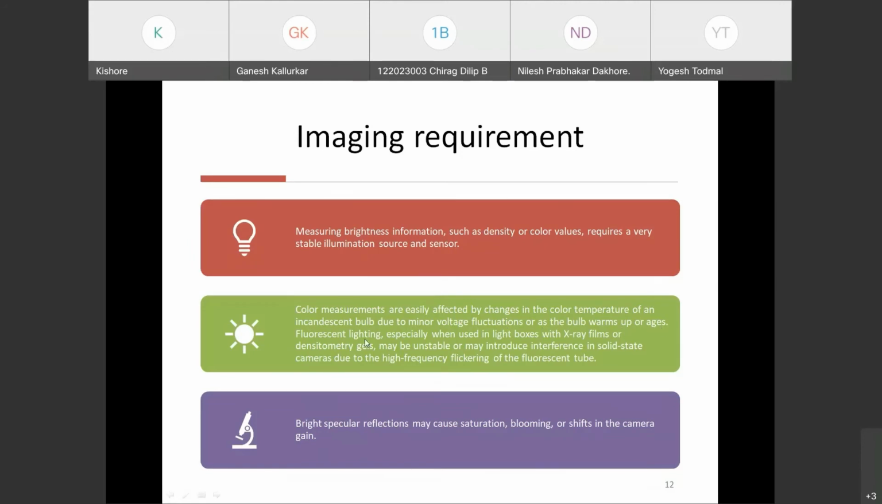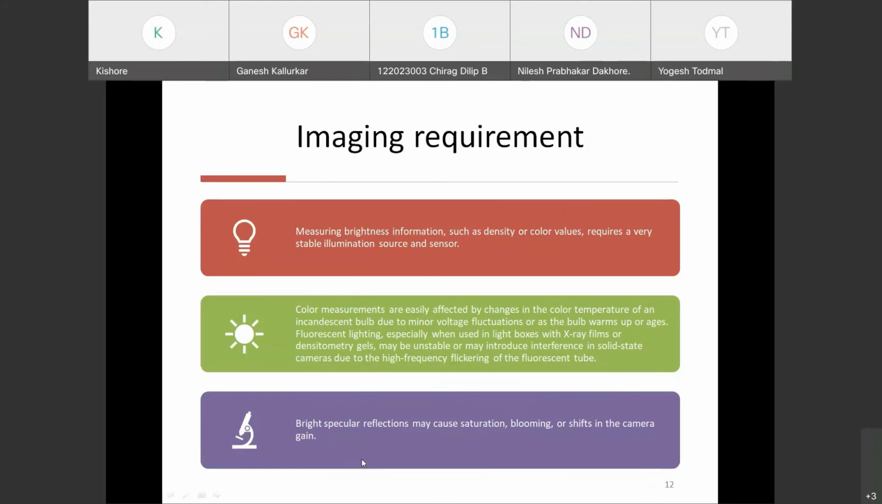Fluorescent lighting, especially when used in light boxes with X-ray films or densitometry gels, may be unstable or may introduce interference in solid state cameras due to the high frequency flickering of the fluorescent tube. So this is just an example of how the lighting that you provide can interfere with the quality of the image that you get.